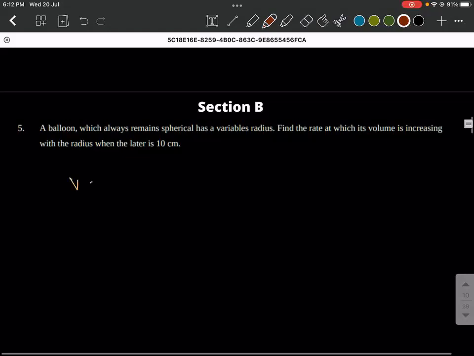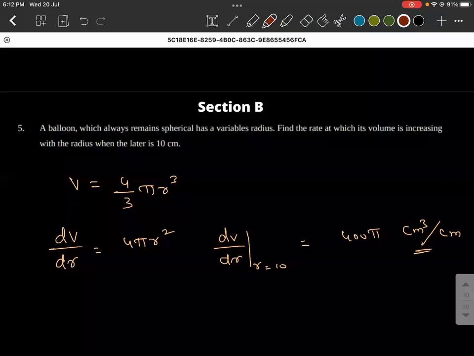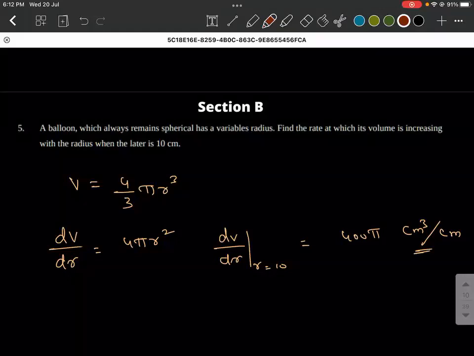Volume is what? 4 by 3 pi r cube. What is dV by dr? 4 pi r square. It will give you the surface area. So dV by dr is 4 pi r square. When I put r is equal to 10, what do you get? 400 pi centimeter cube per centimeter.